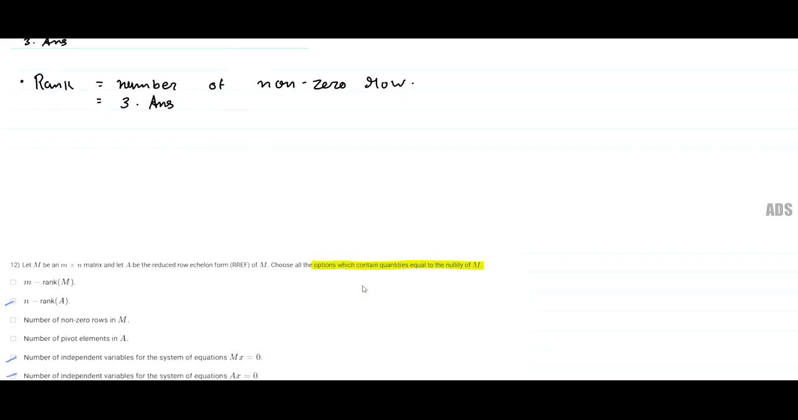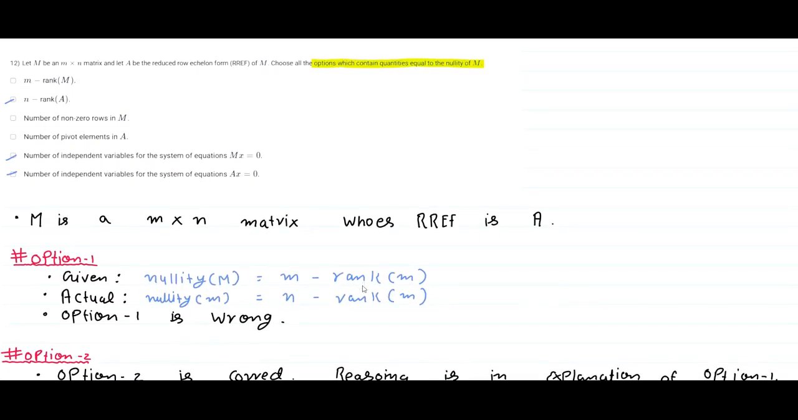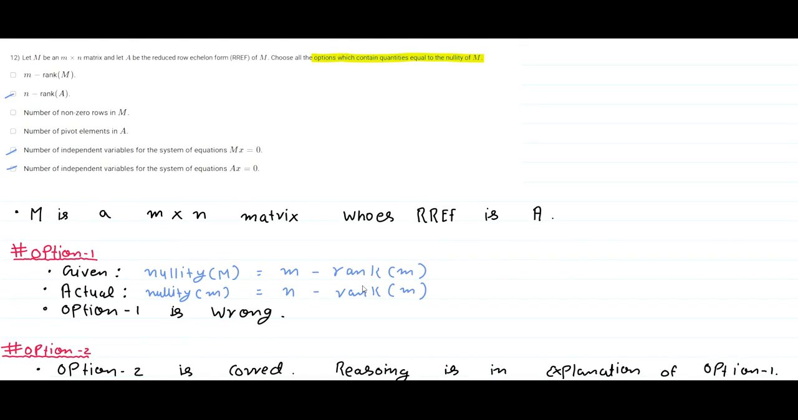Now let us move towards the question number 12. Question number 12 basically says that M is an m cross n matrix and A is the RREF of M. From the given options, select the correct options which are equivalent to the nullity of M. Let's see the option number 1. It says that nullity is equal to m, which is number of rows, minus rank. But the actual term is different: nullity is equal to number of columns, which is here n, minus rank. Hence the option number 1 is false.